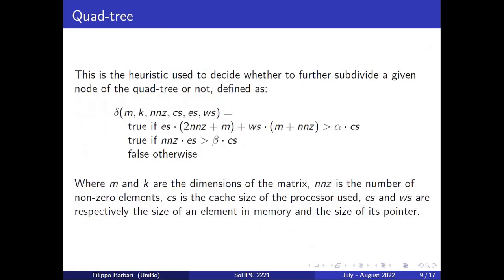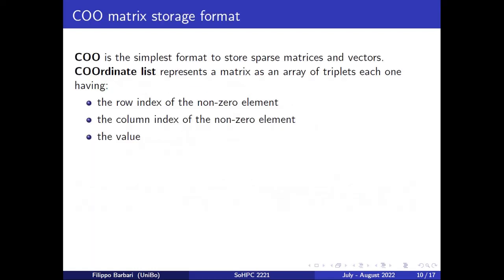And this is a heuristic that the library implements to decide whether to further subdivide a given submatrix or not, based on an estimate of the memory that will be required to store a given block in CSR format in the first line, or COO format in the second line. Now let's go into these matrix storage formats.